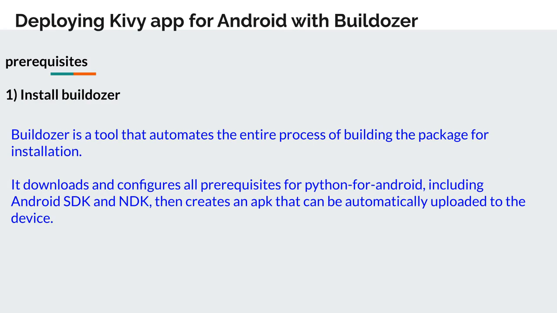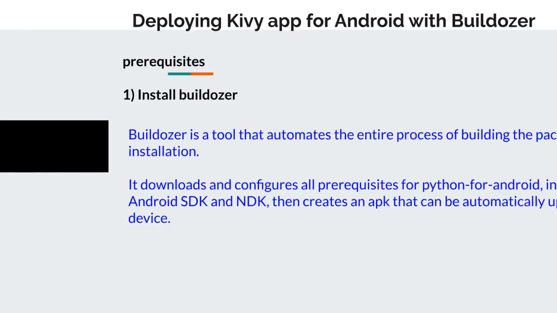In order to accomplish this task, the first step is to install the buildozer tool. Buildozer is a tool that automates the entire process of building the package for installation. It downloads and configures all prerequisites for Python for Android, including Android SDK and NDK, and then creates an APK that can be automatically uploaded to the device.